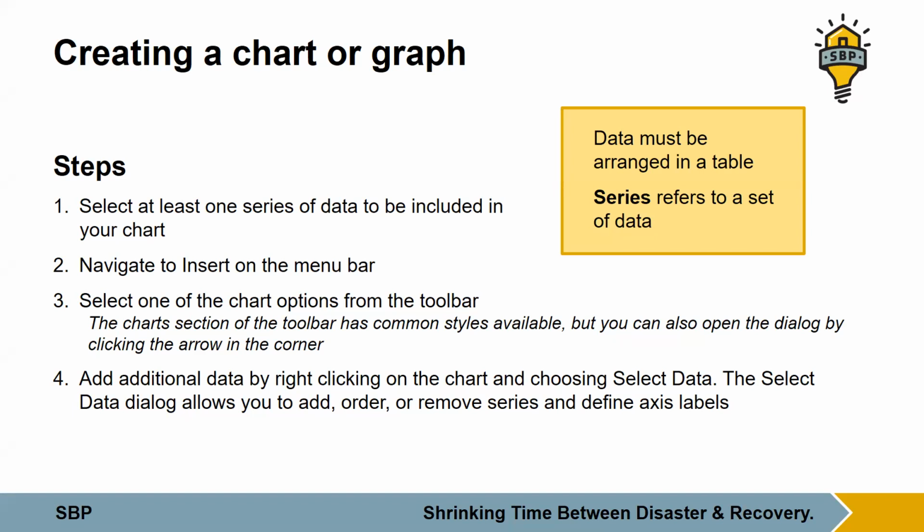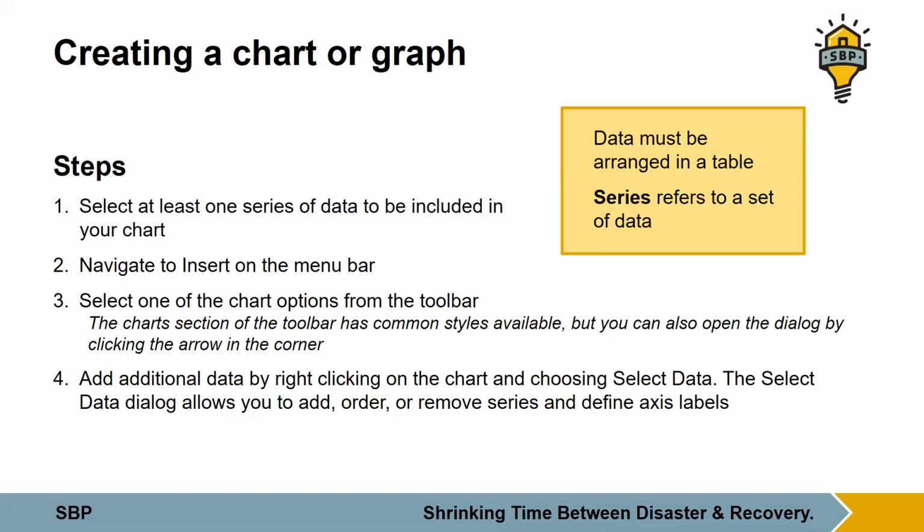So like a column, like the date column, the dates are a series. So what you're going to do is select, and I'm going to do this for you guys, but I'm going to tell you about it first. Select at least one series of data to be included in your chart, and then go to Insert on the menu bar and select a chart option. And then you can add additional data by choosing Select Data.